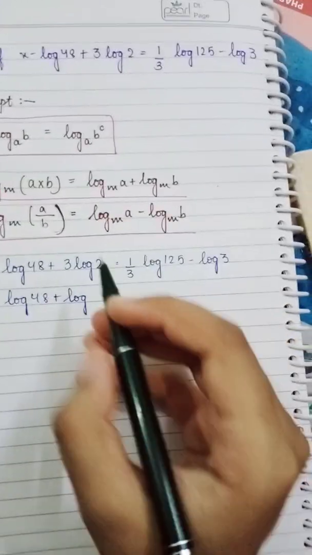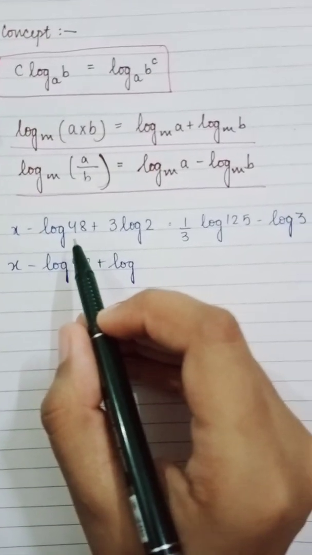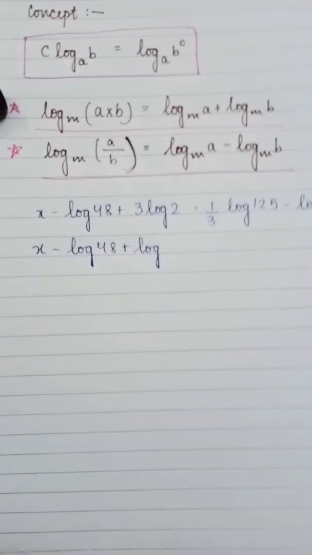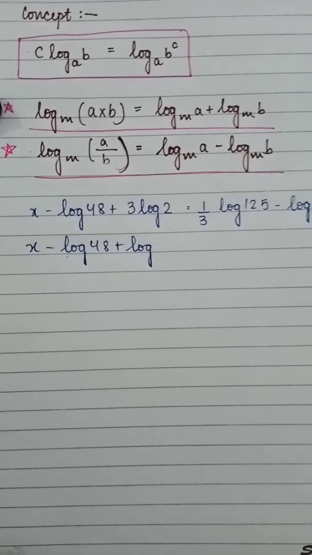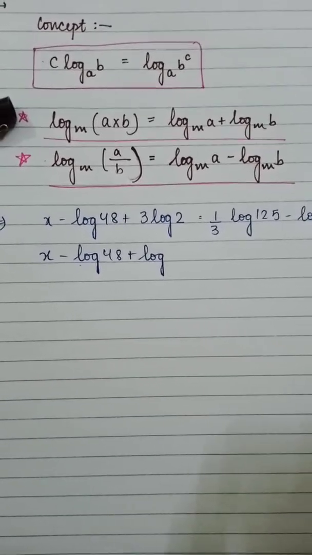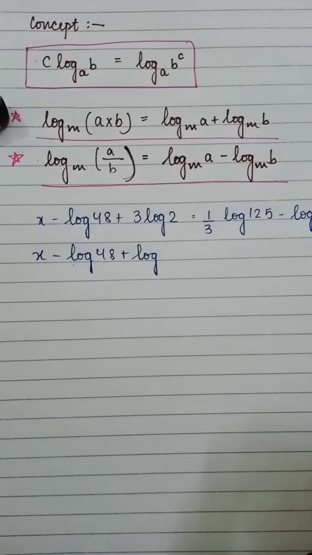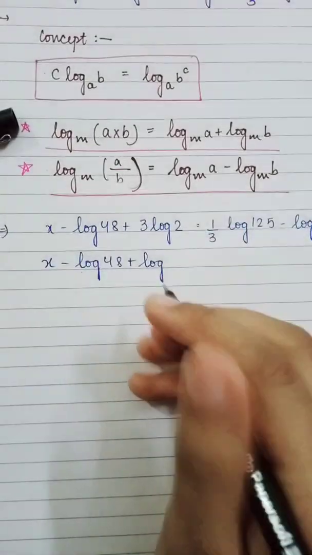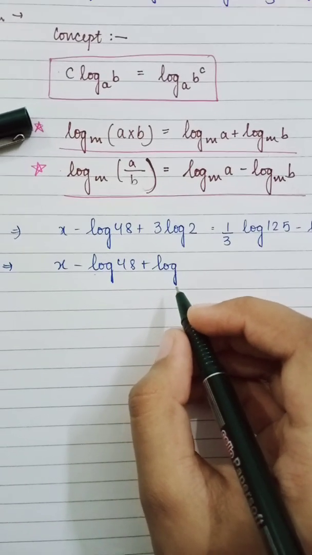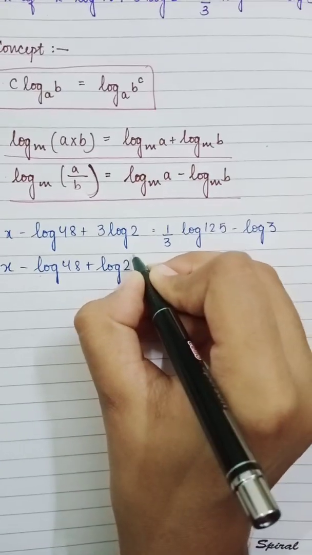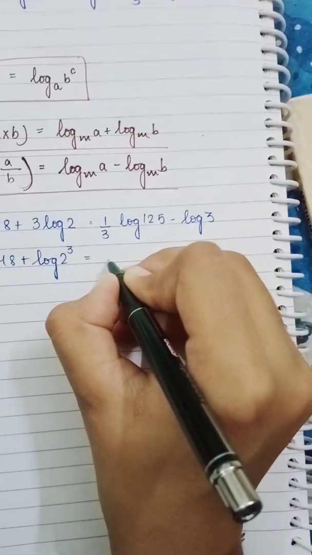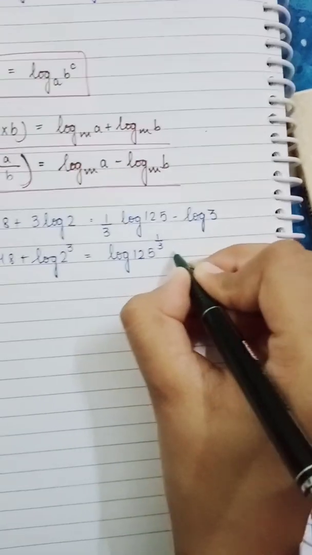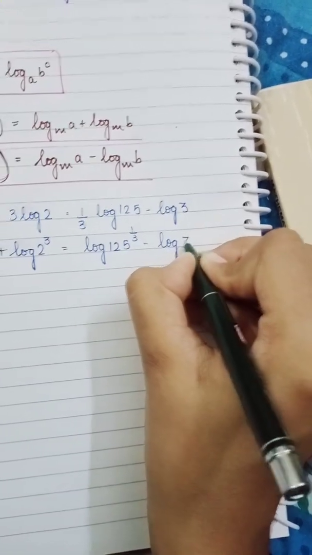log. Here we don't have a base in any of the logs, so we must know that if there is no base given, then the base of the log is always 10, because when the base of the log is 10, the answer is always 1. So it can be written as 2 raised to the power 3 is equal to log 125 raised to the power 1 by 3 minus log 3.